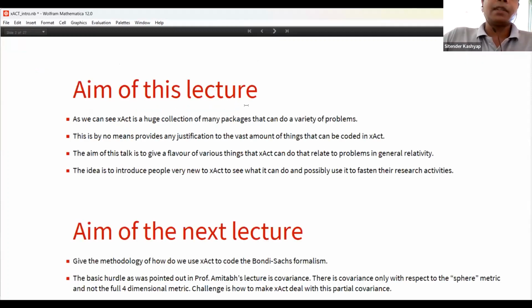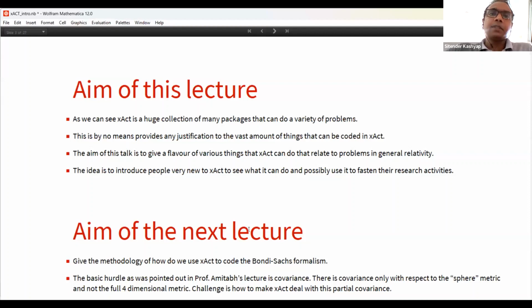So what is the aim of this lecture? xAct is a huge collection of many packages that can do a variety of problems. This talk by no means does justice to the vast amount of things that can be coded using xAct. The aim of this talk is to give a flavor of various things that xAct can do that are related to problems in general relativity. The idea is to introduce people who are very new to xAct, or have never seen it, to what it can do, and possibly to introduce it in such a way that they may use it for their own research to speed it up.